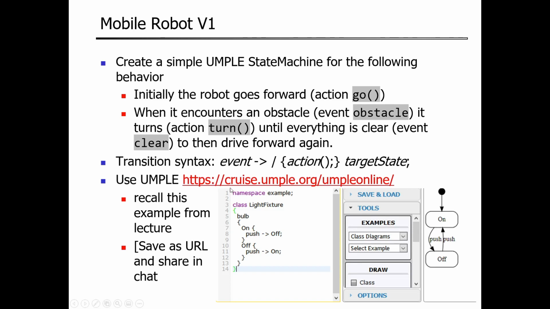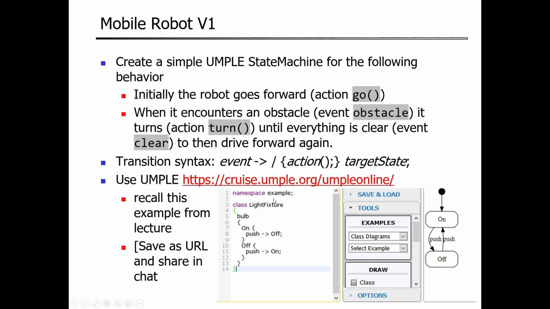So in UMPLE, I'm just repeating the syntax here. The syntax of a transition inside a state: you put the event, so in our case this could be obstacle or clear. Then the arrow, and then a forward slash, which is usual for state machines to define the actions. Then we put an action in curly brackets. You can basically put any kind of Java code here, but we're just going to put the single action that we want to call, so it's either turn or go. And then we need to put a target state.